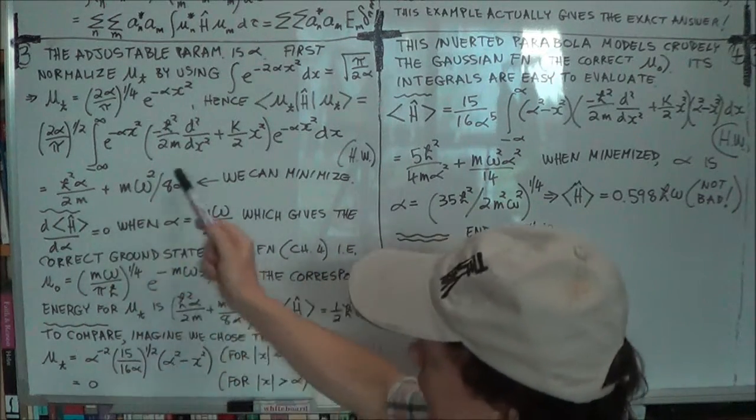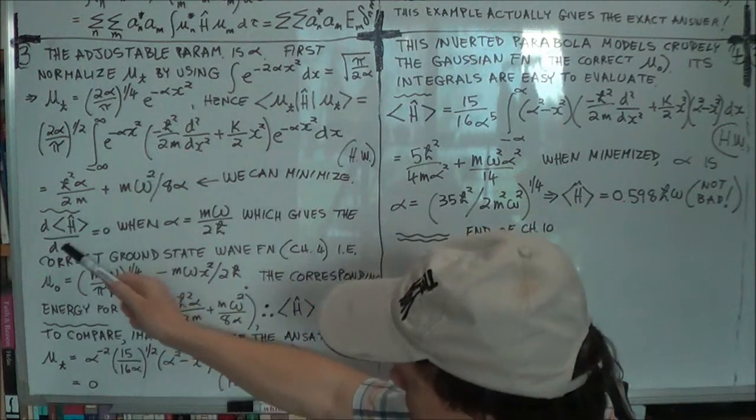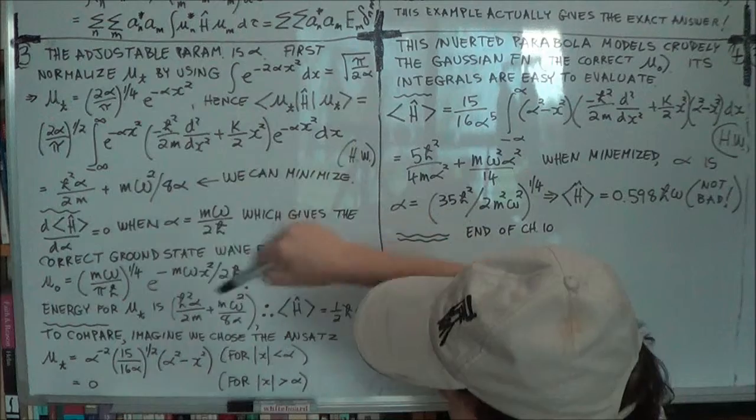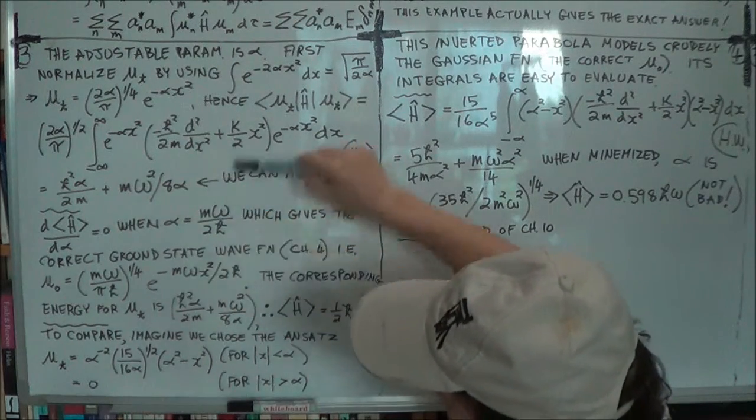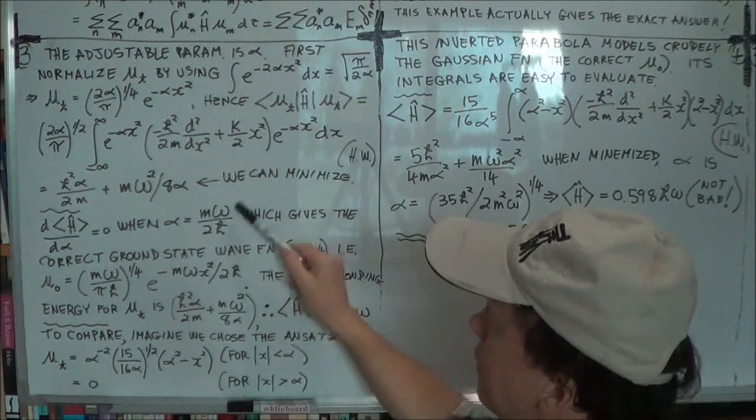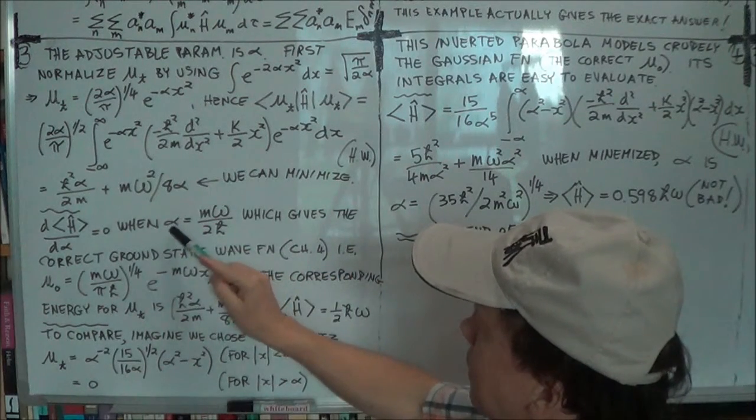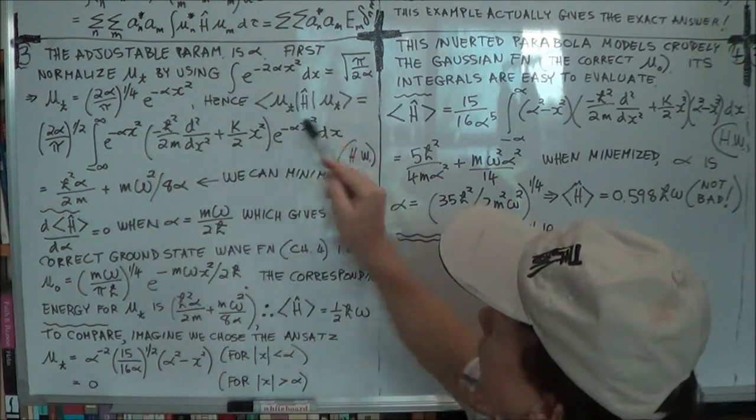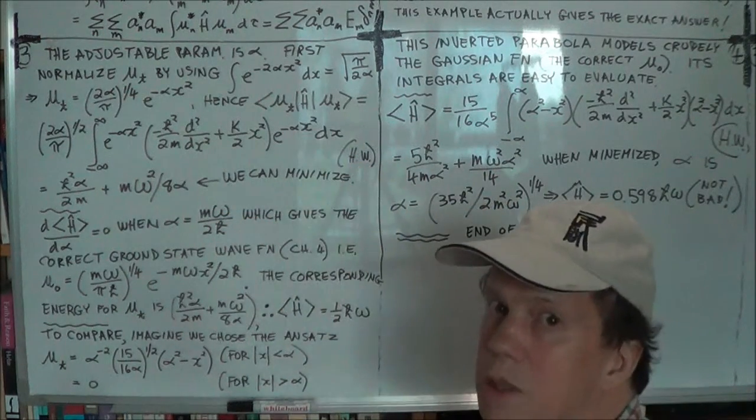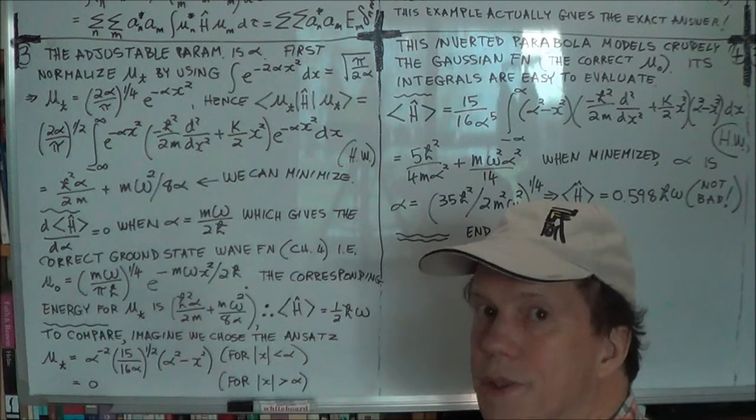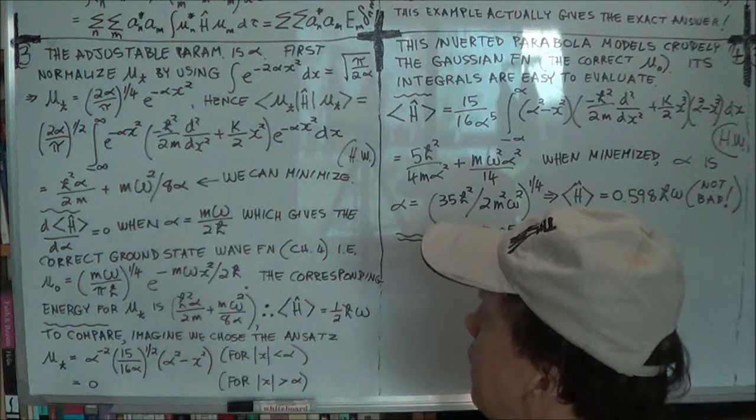So you differentiate this with respect to alpha and set the gradient to be 0. At the minimum point, the gradient will be 0. You solve for alpha, you get this, and then you can plug this alpha in here, which will give you the expectation for h, and that will be your estimate of E0, your ground state energy, your lowest energy.